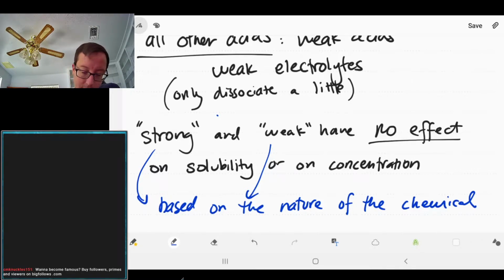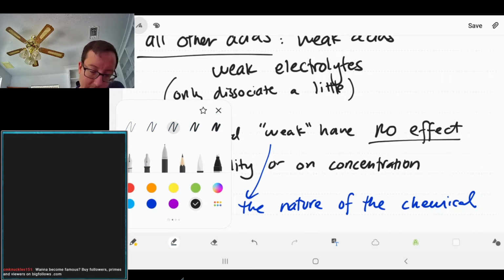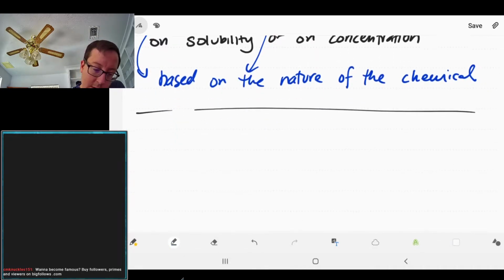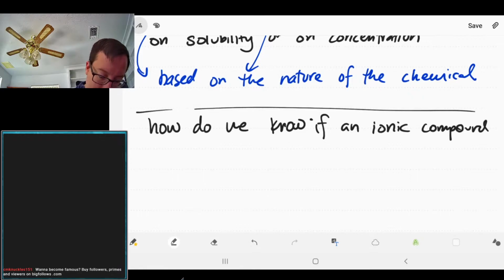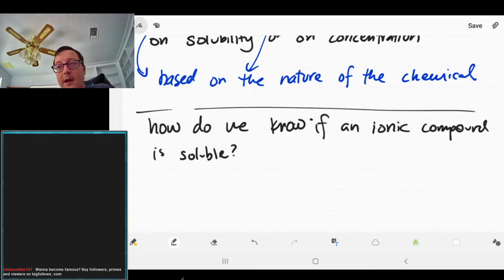Alrighty then. Let's talk about some things. So how do we know if an ionic compound is soluble? I have rules for you. And you'll also see that sometimes people use solubility charts where they will correlate a cation and an anion and see if it will be soluble or not. That's fine. You're welcome to use a solubility chart.